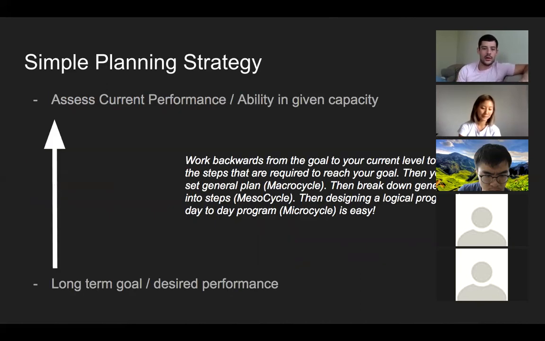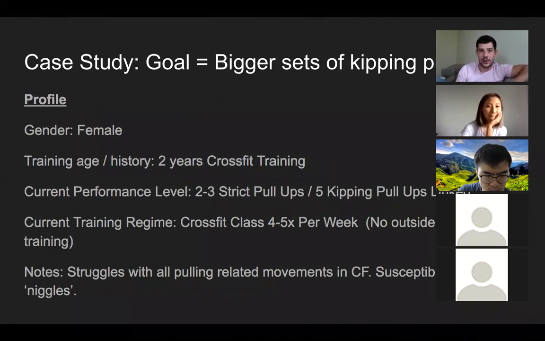So I'm going to go into quite a simple planning strategy, which you guys can use. We're going to go into a case study, but you can apply this to whatever given thing you want to work on personally. As we said earlier, you would assess your current performance in whatever capacity you feel like you want to improve. You'd have your long-term goal. And then from your long-term goal, you'd work backwards towards what your current performance is and lay out the steps you need to take to get from your current level to your goal. So we're going to go through a little bit of a case study of that.